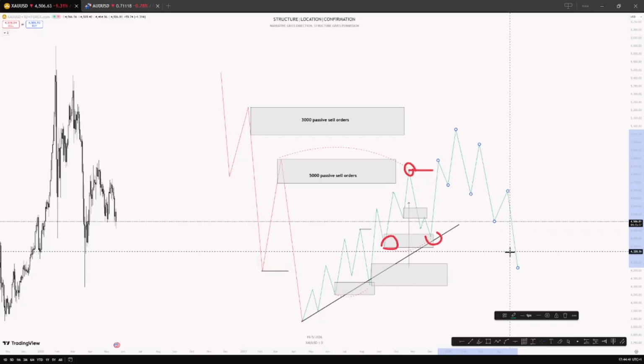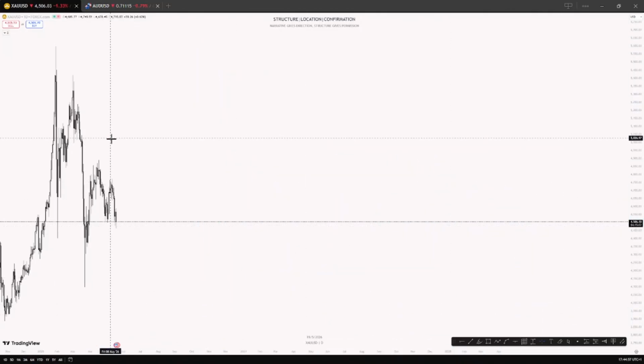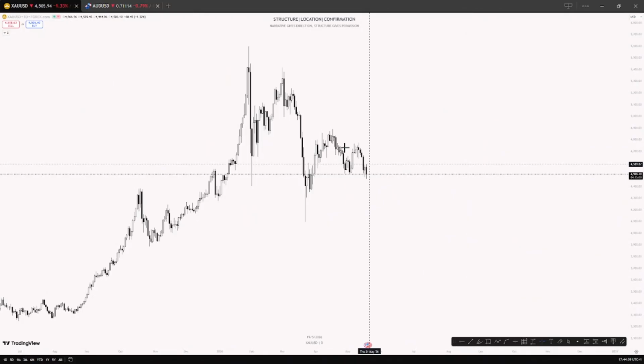It's not really simple, but yeah, it's that simple, right? So let's go into the chart to show you just a quick example of what I'm talking about on gold. So now we are on the gold chart on the weekly.